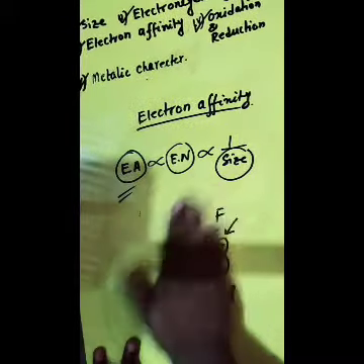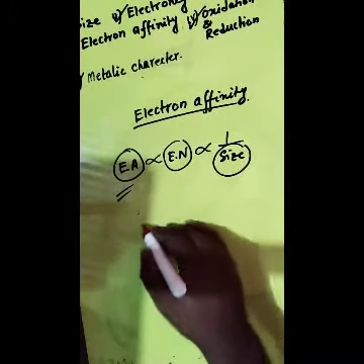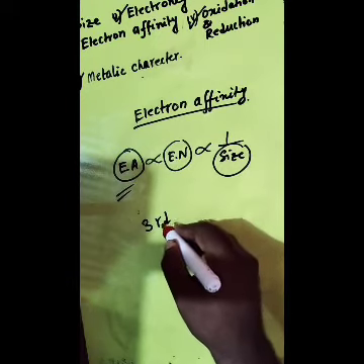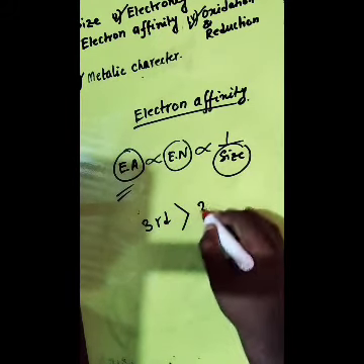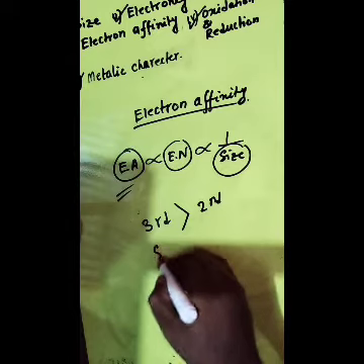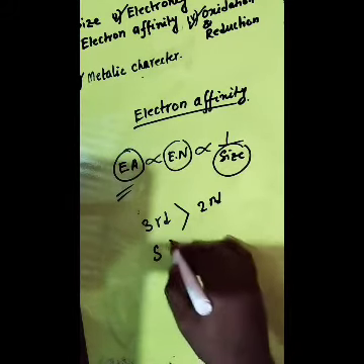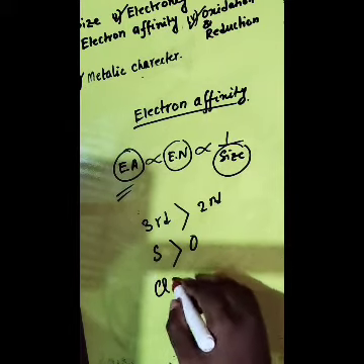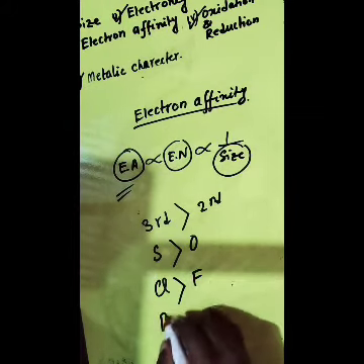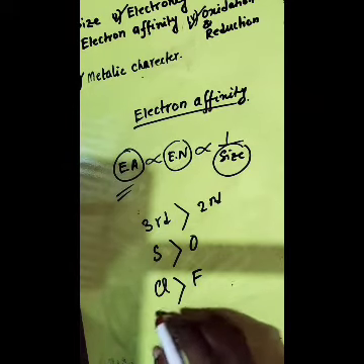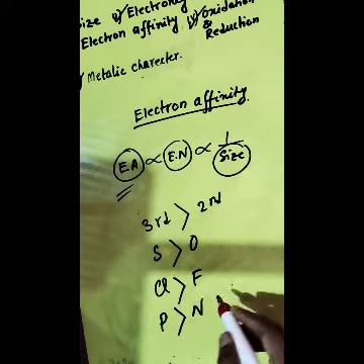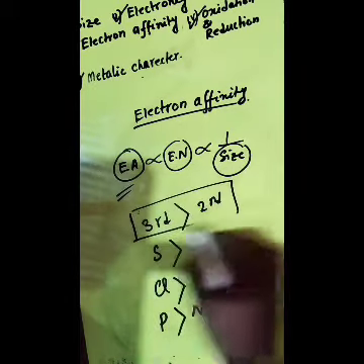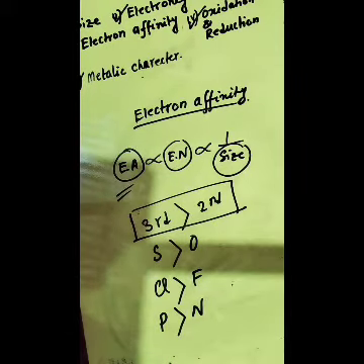It is also true that third period elements have higher electron affinity than second period elements. For example, sulfur has higher electron affinity than oxygen. Similarly, chlorine has higher electron affinity than fluorine, and phosphorus has more electron affinity than nitrogen. So in general, you can remember that third period elements always have more electron affinity than second period elements.